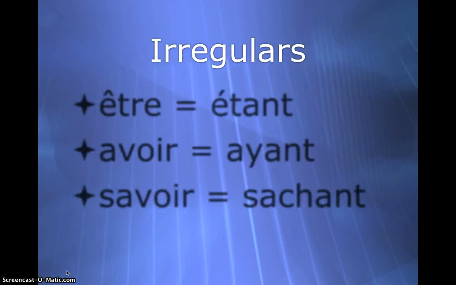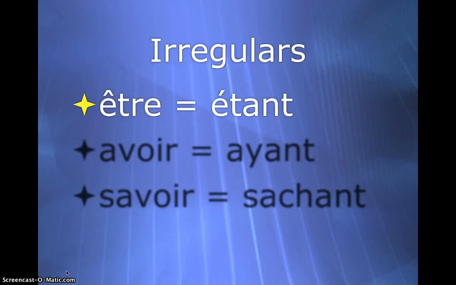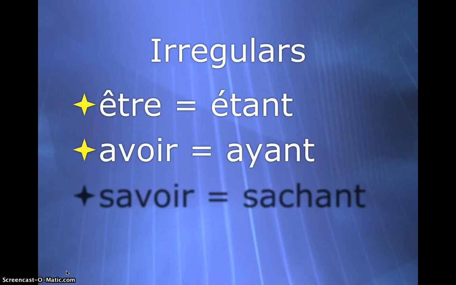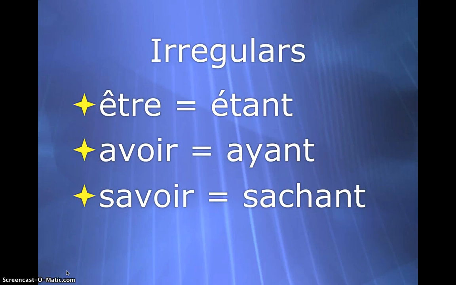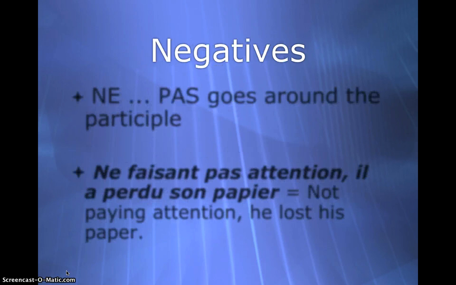Continuez. There are 3 irregulars. Life would not be complete without any irregulars. Être becomes étant. That one should not be any surprise to you, considering that there's no ONS in the new form of être. Avoir becomes ayant, and savoir, to know, is sachant. So those are the only 3 irregular participles in the present tense. Every other verb, you just go to the new form and it works out just fine.